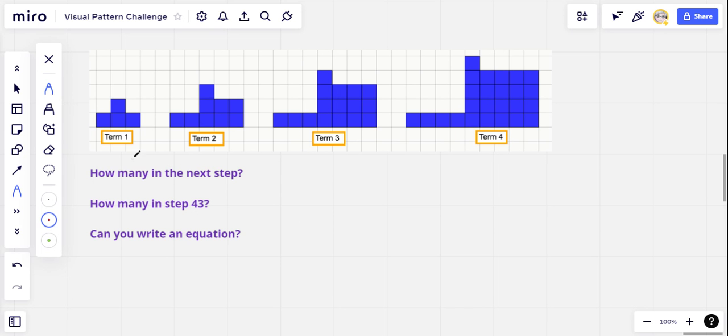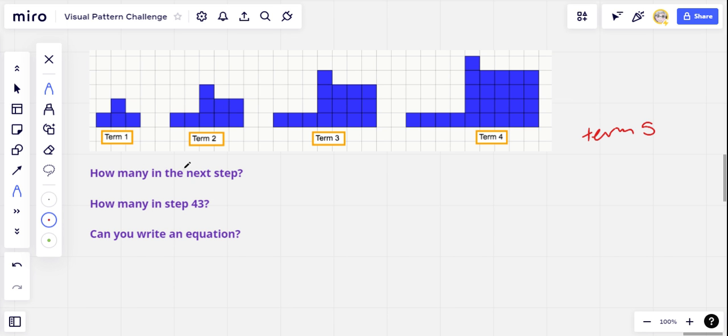Here is our pattern today. We've got terms instead of steps today: term 1, term 2, term 3, and term 4. Your challenge is to predict the number of squares in term 5. If you can do that, can you predict the number in term 43? And can you write an equation to express the number of squares in any term at all? So that's the challenge. If you'd like to accept it, pause the video and see what you can do.